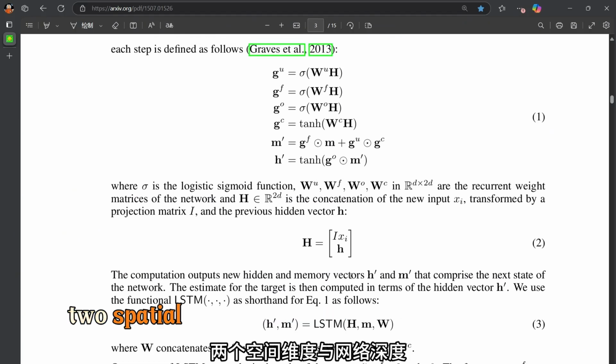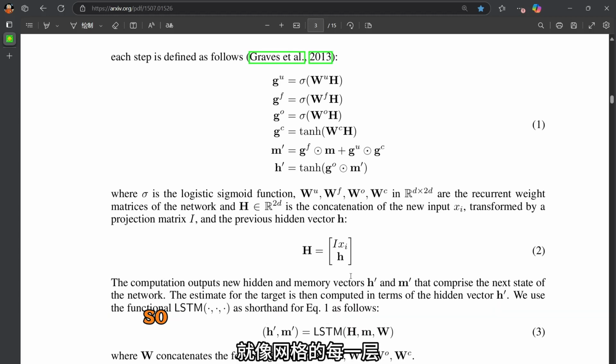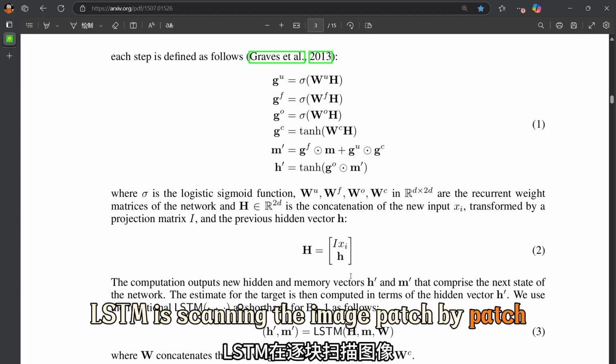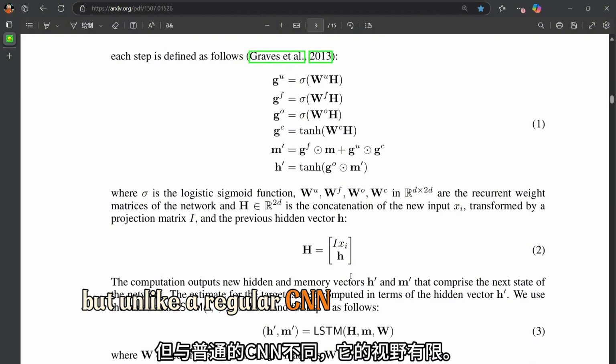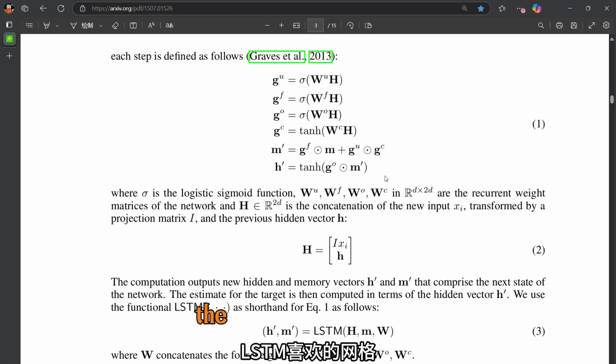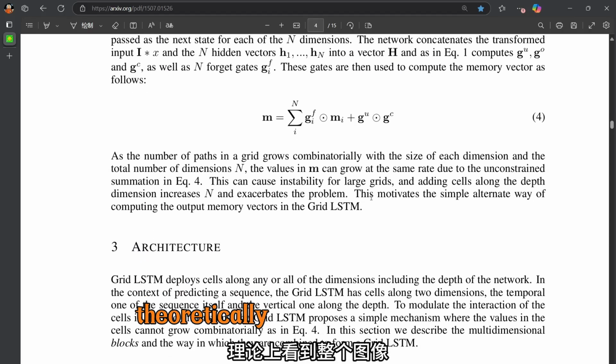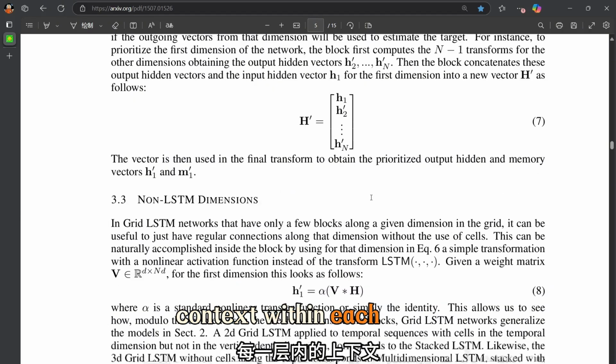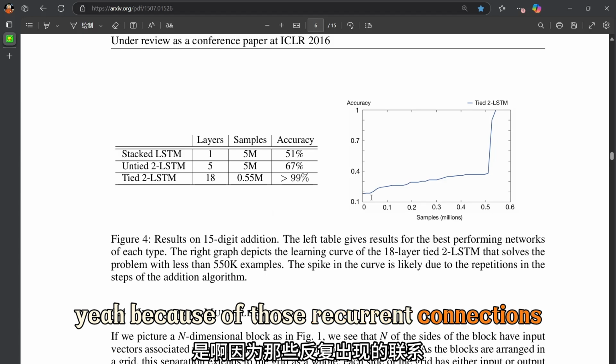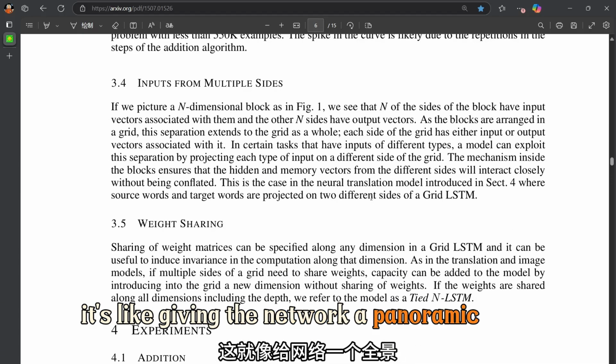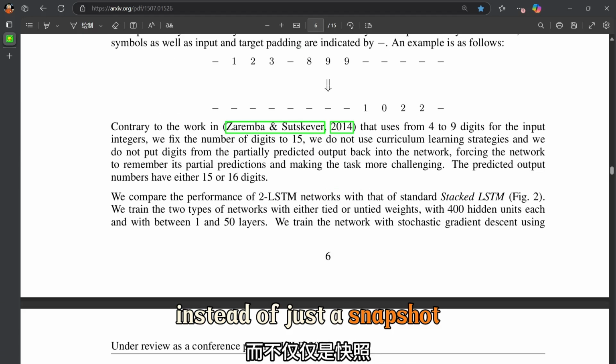The image's 2 spatial dimensions and the network's depth. So it's like each layer of the Grid LSTM is scanning the image patch by patch. But unlike a regular CNN, which has a limited view, the Grid LSTM can theoretically see the entire image context within each layer. Yeah. Because of those recurrent connections, it's like giving the network a panoramic view instead of just a snapshot. You got it.